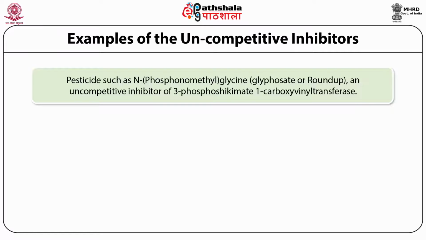So glyphosate, or Roundup, resistant plants are generated where this 3-phosphoshikimate 1-carboxyvinyl transferase activity is replaced by the activity of another enzyme. Therefore, in the presence of glyphosate, the pest will be killed, but your herbs will remain as such because they have an alternate mechanism, alternate pathways, for the production of aromatic amino acids.